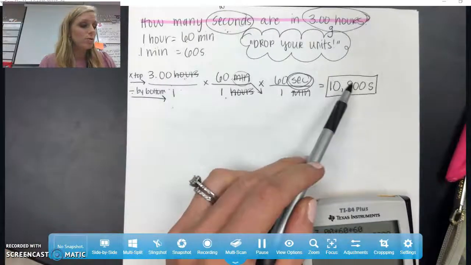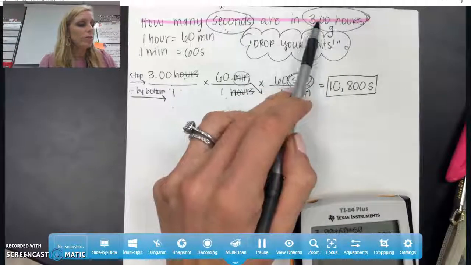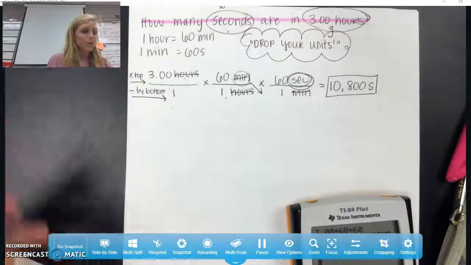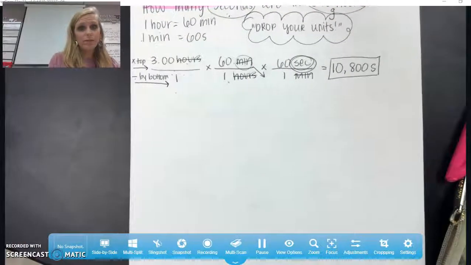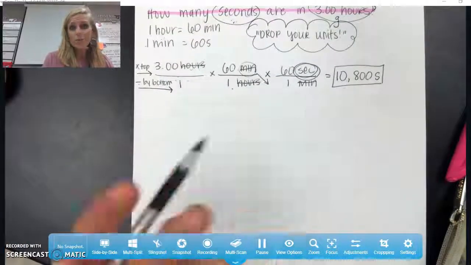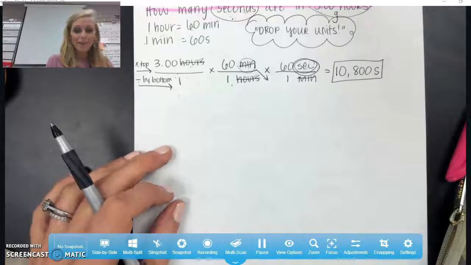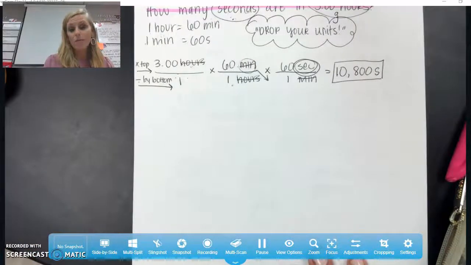I've got 1, 2, 3 sig figs in 10,800. These zeros don't count, and 1, 2, 3 zeros in 3.00. These zeros count because of the decimal. So that is pretty basic dimensional analysis. We did do a 3-stepper, so I would say that if you feel good about that, then you're awesome. If you don't feel good about that, then try this next problem, and I'll give you the answer.